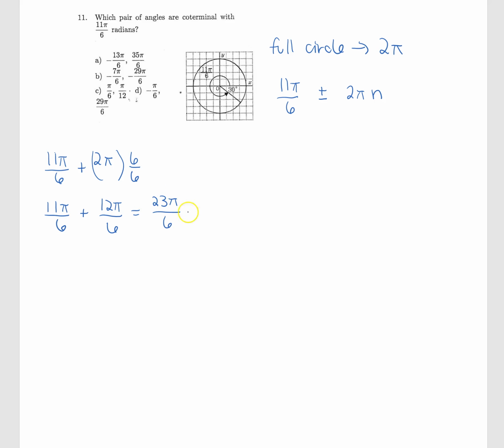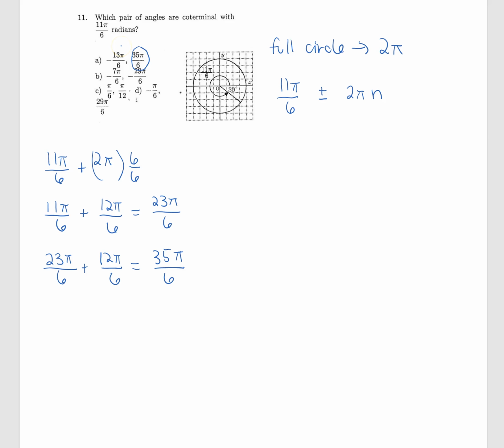What we can do now is add another 2 pi to this and see if that gets us anything. So I'm just going to add 12 pi over 6 again, which is just the same as 2 pi. 23 pi plus 12 pi is 35 pi over 6. This is one of our correct answers. Up here, 35 pi over 6. But let's see if this other option in option A is correct as well.